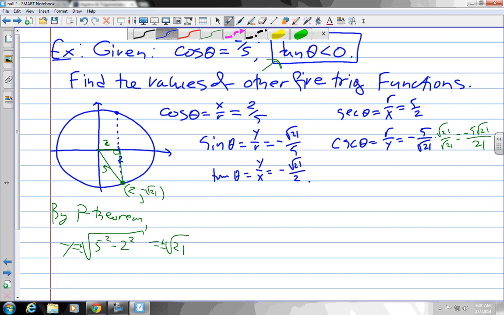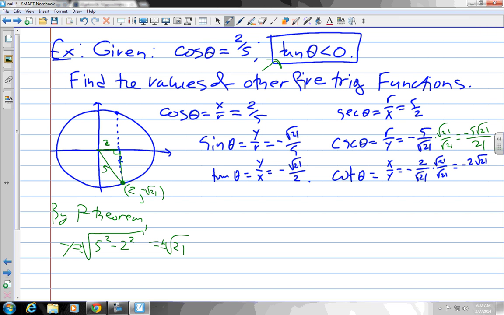And finally, cotangent. Cotangent theta is x over y. So that's negative 2 over the square root of 21. So then again, rationalize it by multiplying by the square root of 21 over square root of 21 to get negative 2 square root of 21 over 21.